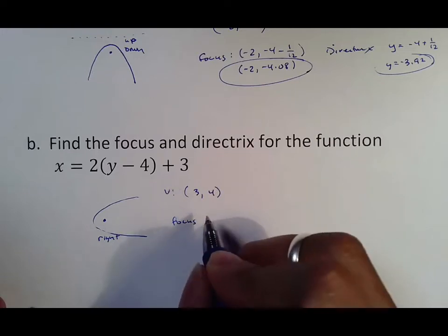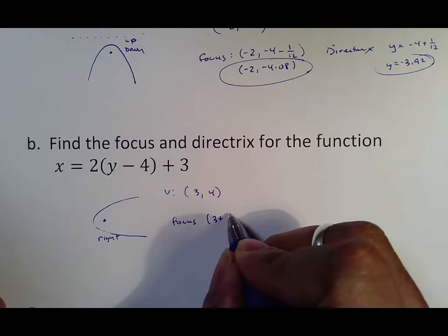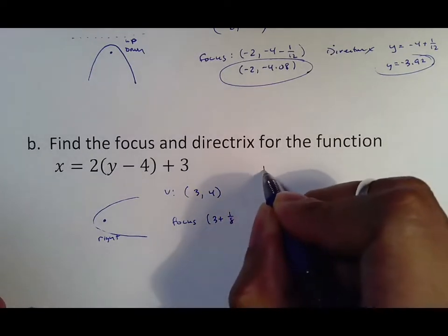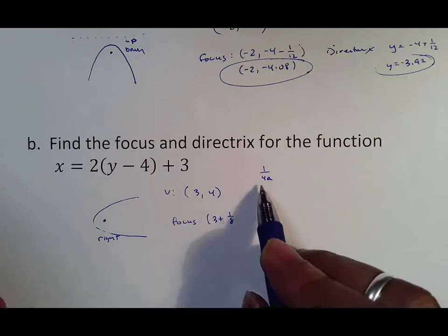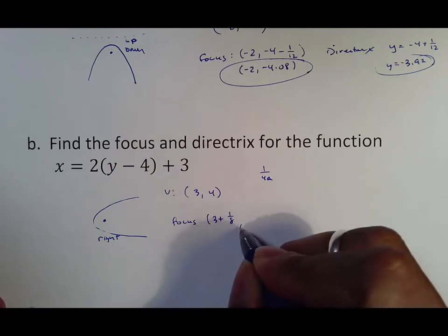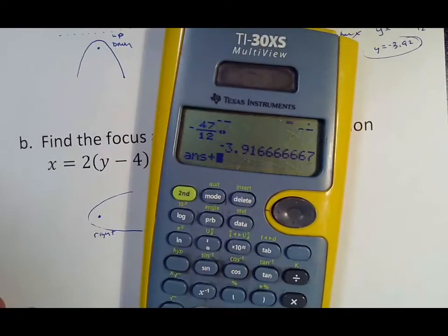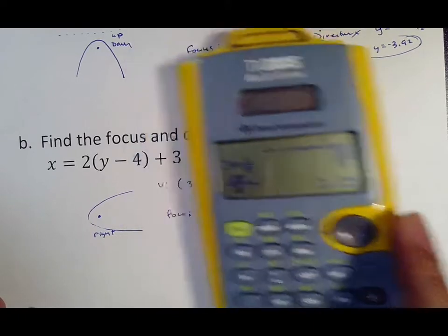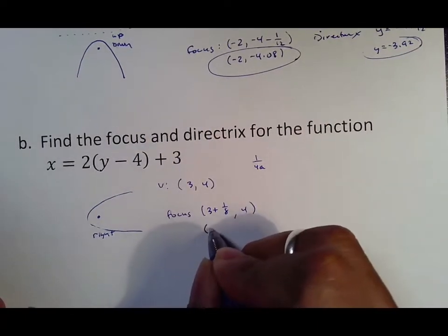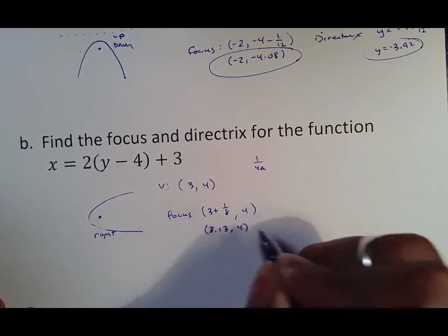So that's my vertex, which means my focus is moving to the right, which means I want to take this number and add. So it'll be 3 plus whatever 1 over 4a is, which would be 1 over 8. Again, the formula I told you to memorize, what you want to write down is 1 over 4a, because that is what you'll use to shift everything, comma 4. 3 plus 1/8 is 3.13 or 3.125, however you would choose to do that, comma 4. That would be my focus.